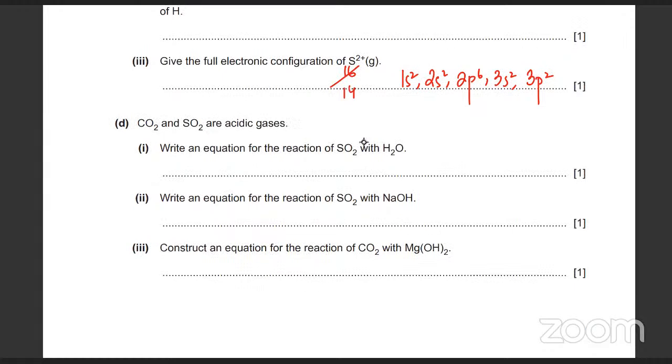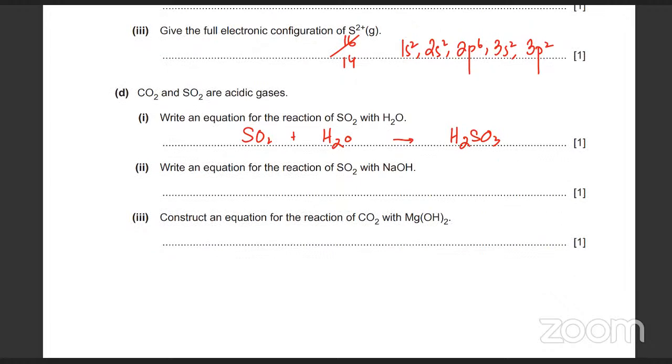CO2 and SO2 are acidic, right? Write an equation to show the reaction of SO2 with H2O. What is going to be formed? What will SO2 plus H2O give? Not SO plus O2. No, just H2SO3 acid will form. It will just add them up. H2SO3 will be formed. Remember, SO3 forms sulfuric acid. NO2 will form nitric acid. Carbon dioxide will form carbonic acid.